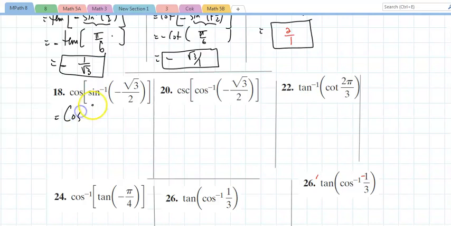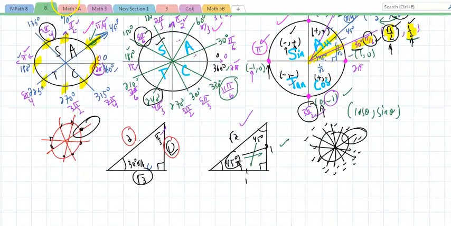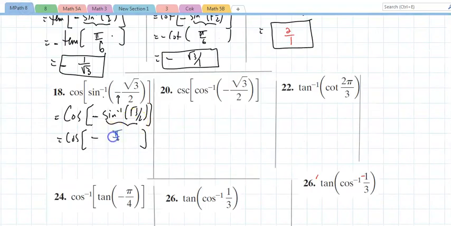This is the cosine, and I could use the fact that this is odd, take a negative out. And I could say this is the cosine of, and let's see what that is. The sine of which angle gives me radical 3 over 2? You're working backwards, inverse. The sine of pi over 3 is the opposite over the hypotenuse. So it has to be pi over 3.